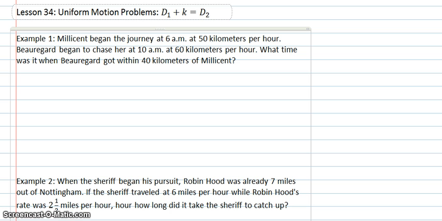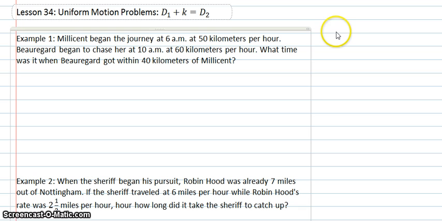In our first example, we have Millicent began the journey at 6 a.m. at 50 kilometers per hour. Then Beauregard began to chase her at 10 a.m. at 60 kilometers per hour. What time was it when Beauregard got within 40 kilometers of Millicent?